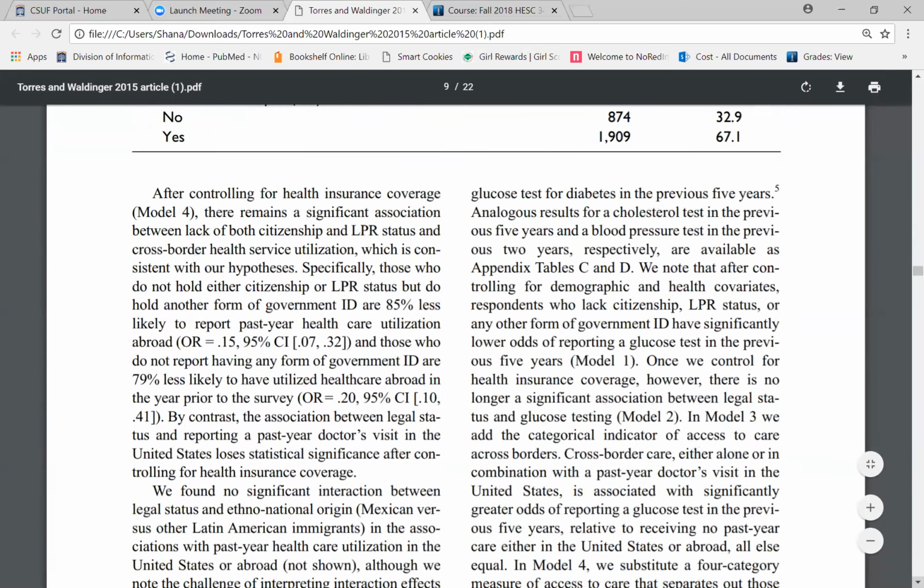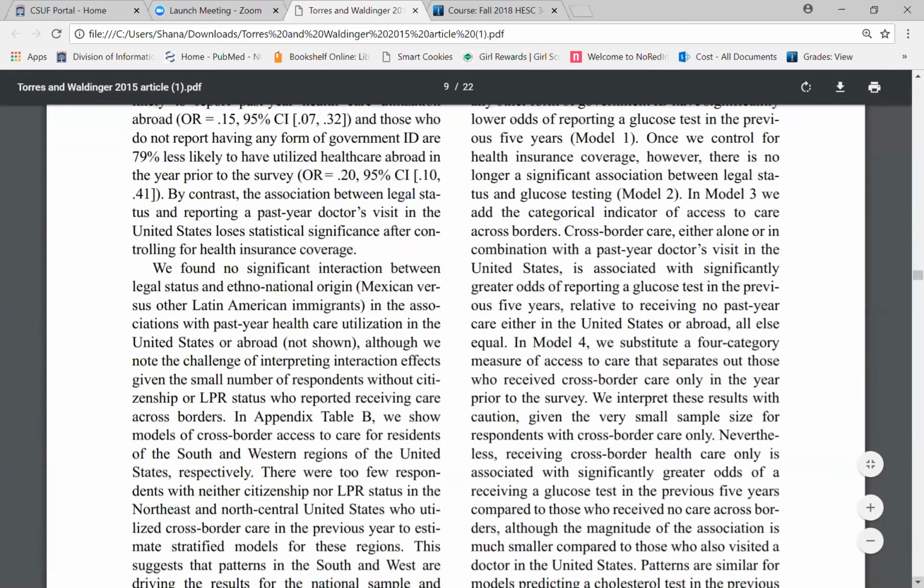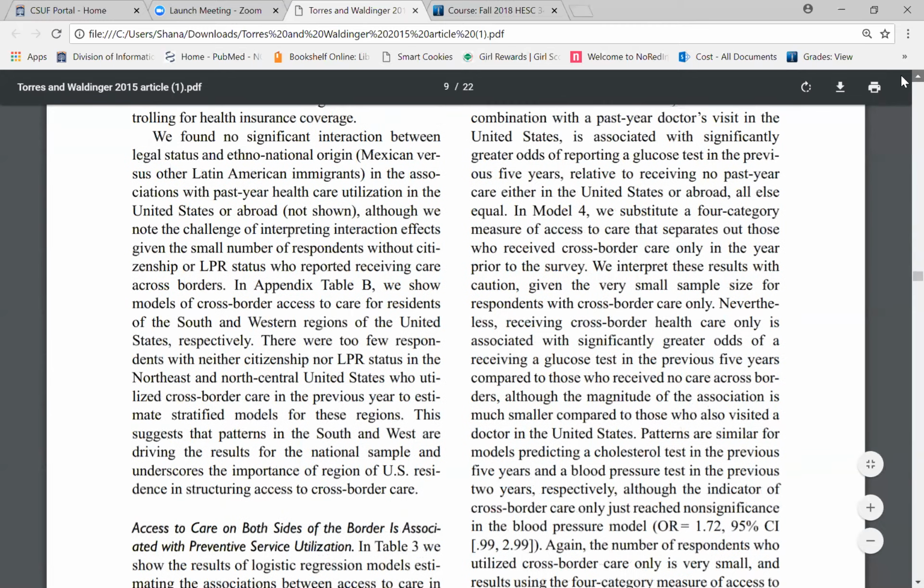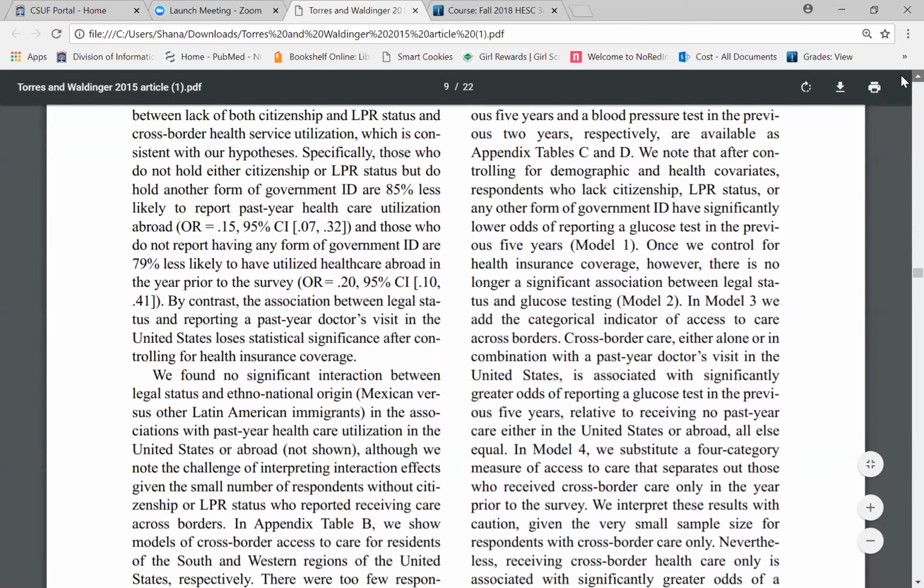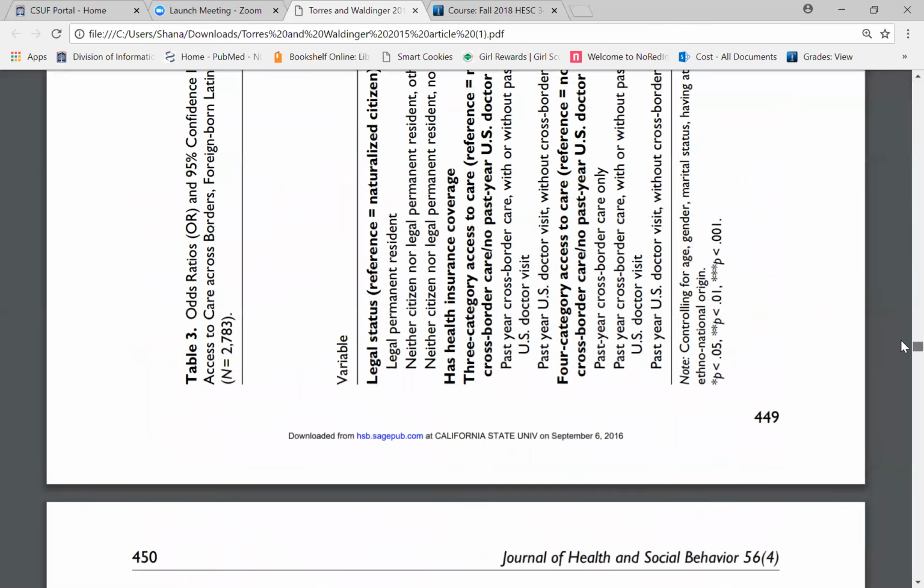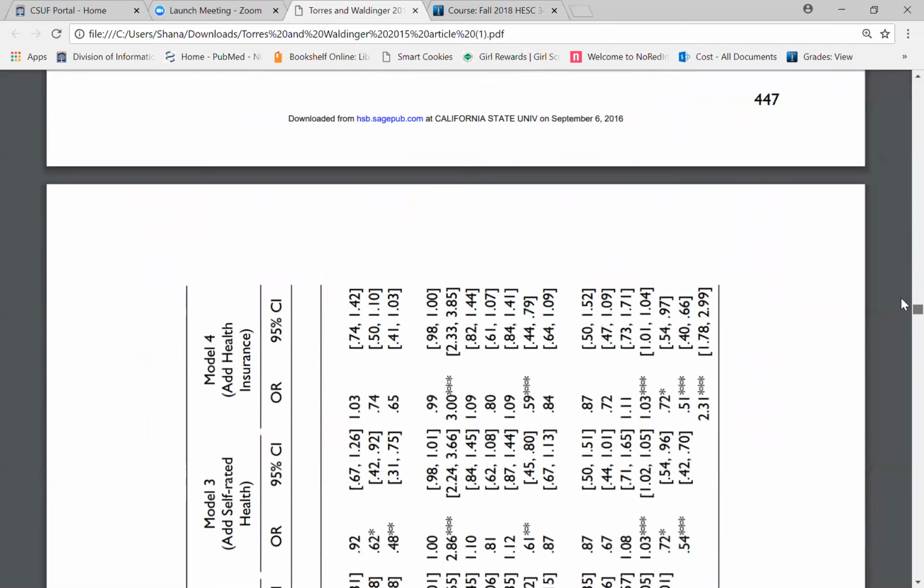So here's some more results walking through here. And again, please look at this a little bit more closely for the discussion post. But if you notice here, it says appendix, these odds ratios are reported in appendix tables. Those can actually be found all the way down here where you see there's more tables after this text.